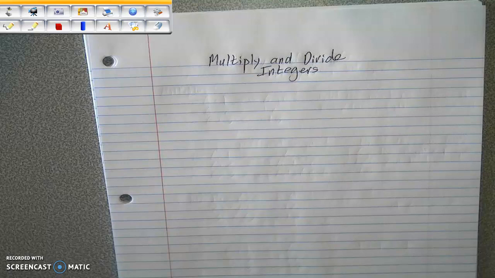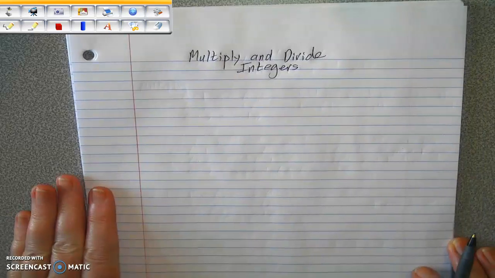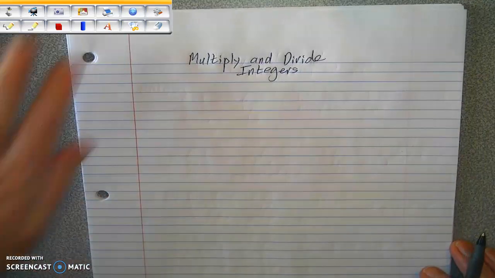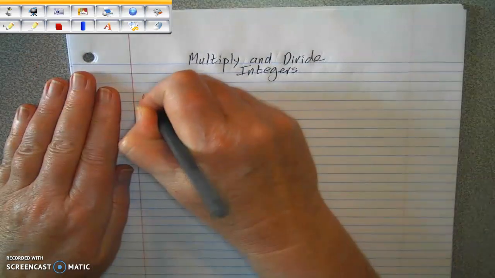And today we are going to look at multiplying and dividing integers. We will start with multiplying.